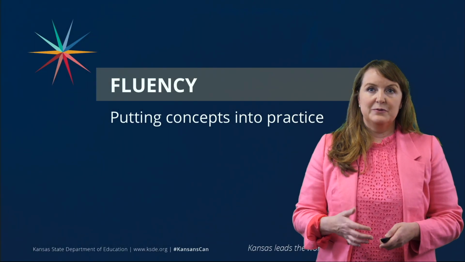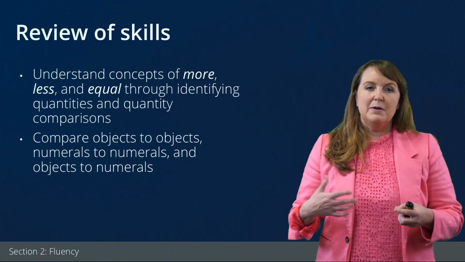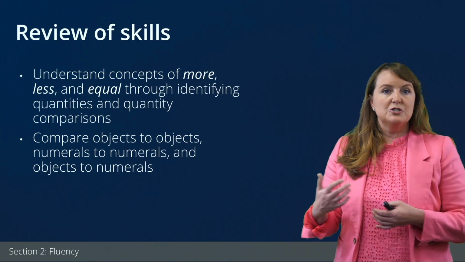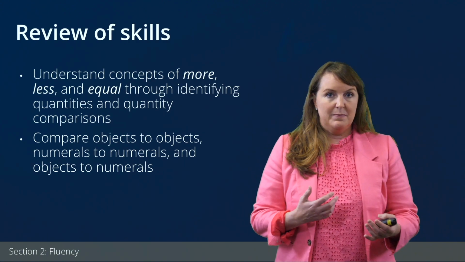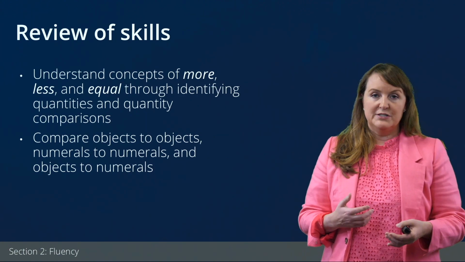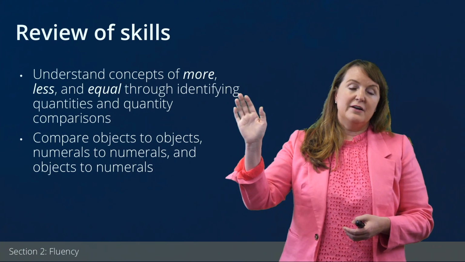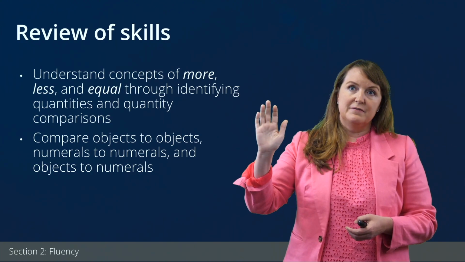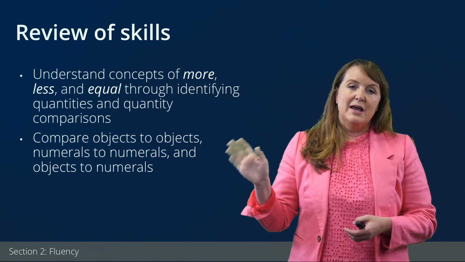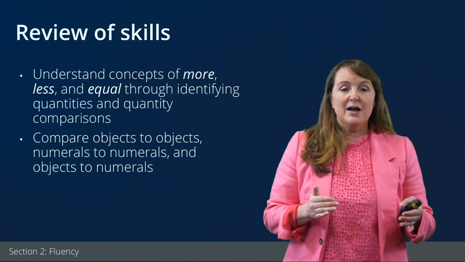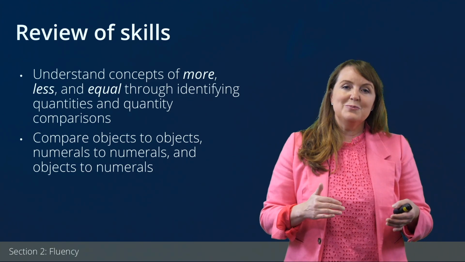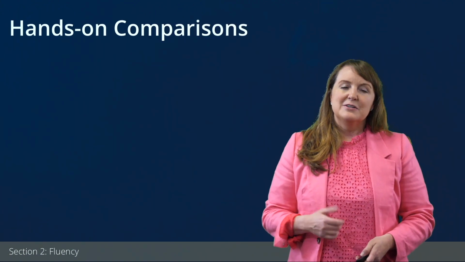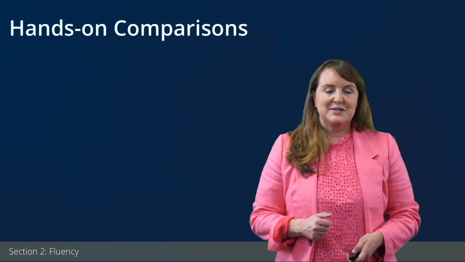Now let's dig into fluency with comparison. Remember, fluency is doing something easily and accurately. So students should be able to easily and accurately compare different numbers and quantities. They need to use a lot of the language related to more and greater, less and fewer, as well as equal. And they should be able to compare objects to objects, numerals to numerals, as well as numerals to objects, and vice versa. So what are some of the ways that we can help students compare?